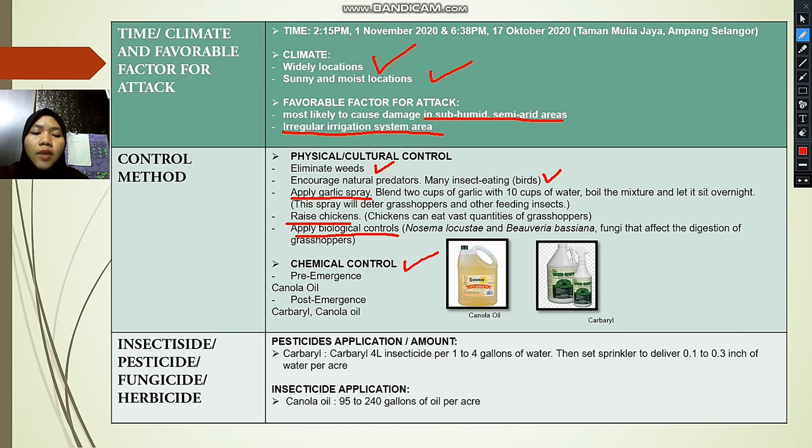For the chemical control, we can use pre-emergence and also post-emergence. The pre-emergence is canola oil. The amount of canola oil we can use is 95 to 240 gallons of oil per acre. And for post-emergence, it is carbaryl. We can use 4-liter insecticide per 1 to 4 gallons of water. Okay, that's all about the edge feeding disease.